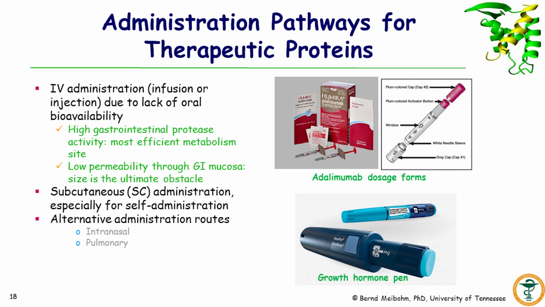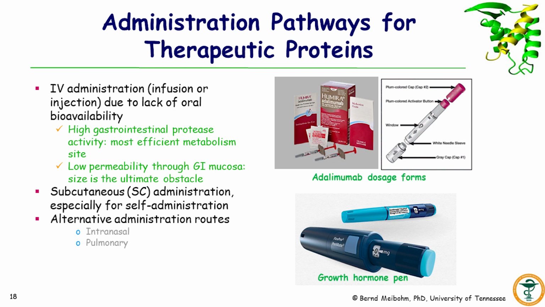In addition to that, there's also a low permeability of large therapeutic proteins through the gastrointestinal mucosa that has been shown in humans that have been given inhibitors of gastrointestinal protease activity. Even with those inhibitors, you do not have any appreciable bioavailability. So there's a low permeability through the GI mucosa. That's ultimately the main obstacle for oral bioavailability of therapeutic proteins, and that's really related to the large molecular weight and size of therapeutic proteins.